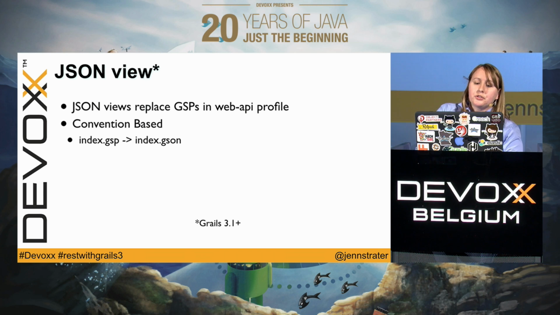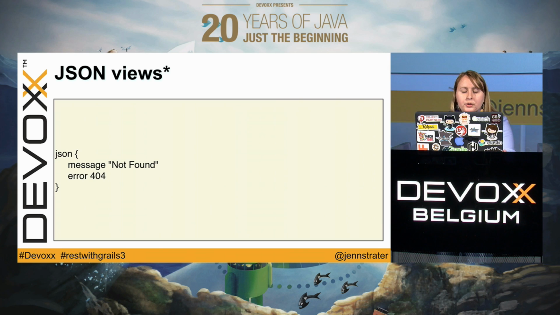That is coming in Grails 3.1. There are some links to talks at the end to talk about that. But I thought it was really cool and exciting that that's coming and should make that rendering process a lot easier. So here's one that I pulled from the second release candidate for the not found. Looks a lot simpler and more concise than having to create all of the other custom stuff we did before.